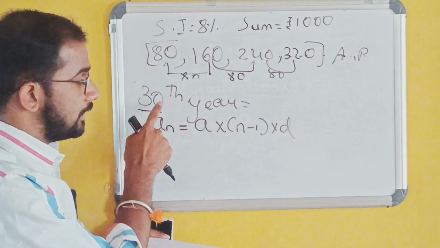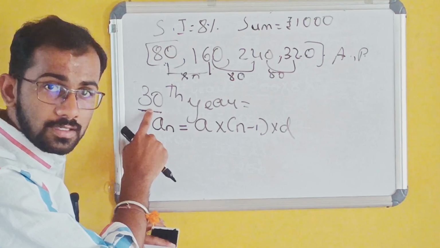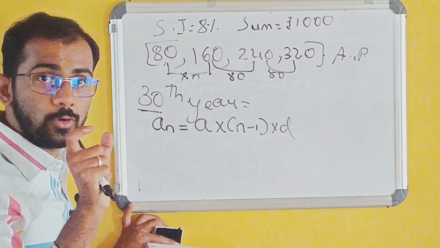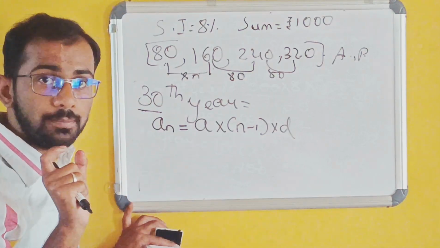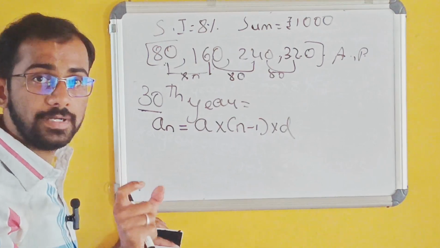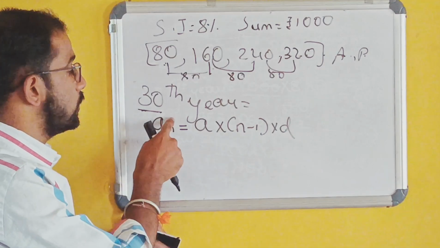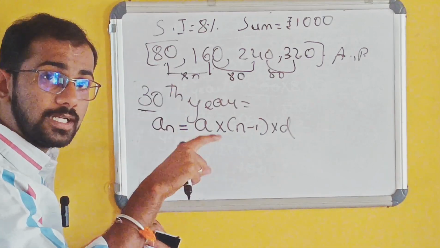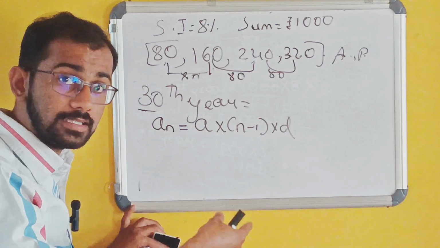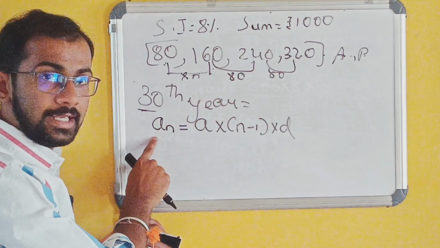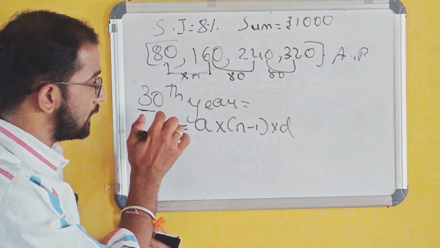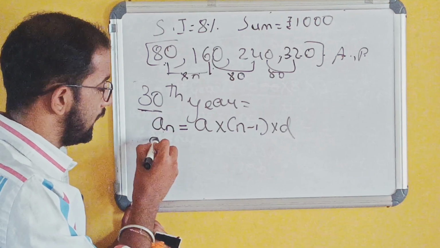Here n is the position of the number. At what position we need to calculate a particular number, that number is taken to be the value of n over here. So the term at that position, what term is present, that term is considered as an. So here n is considered as 30.